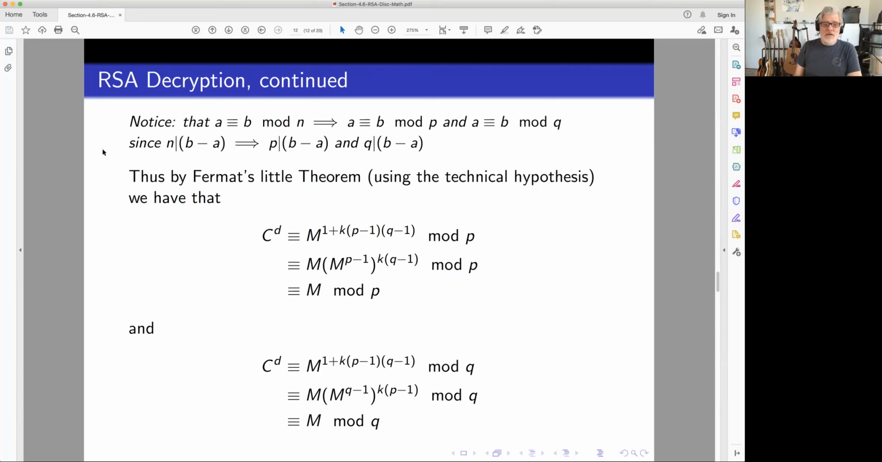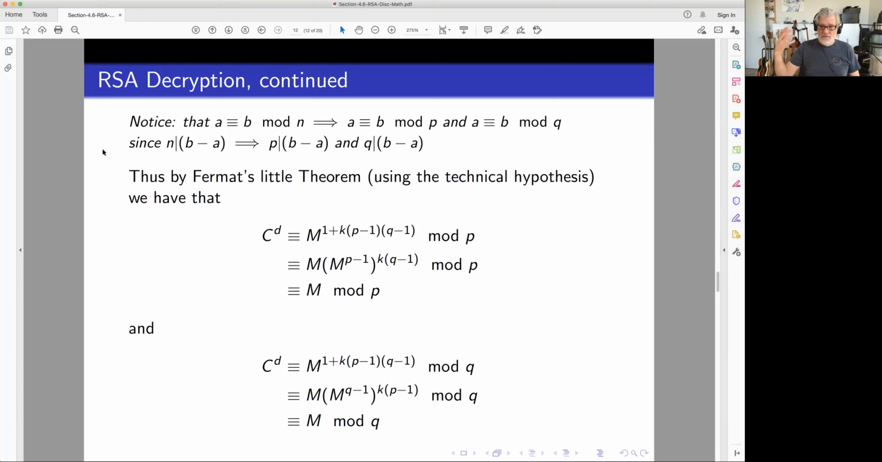First observation, which I should have mentioned earlier, but it's sort of obvious, is that if two numbers are congruent mod N, then they will be congruent mod any divisor of N. Why is that? Well, if N divides B minus A and P divides N, then P will divide B minus A. In my case here, N is equal to P times Q. So if A and B are congruent mod N, they will be congruent mod P and mod Q.